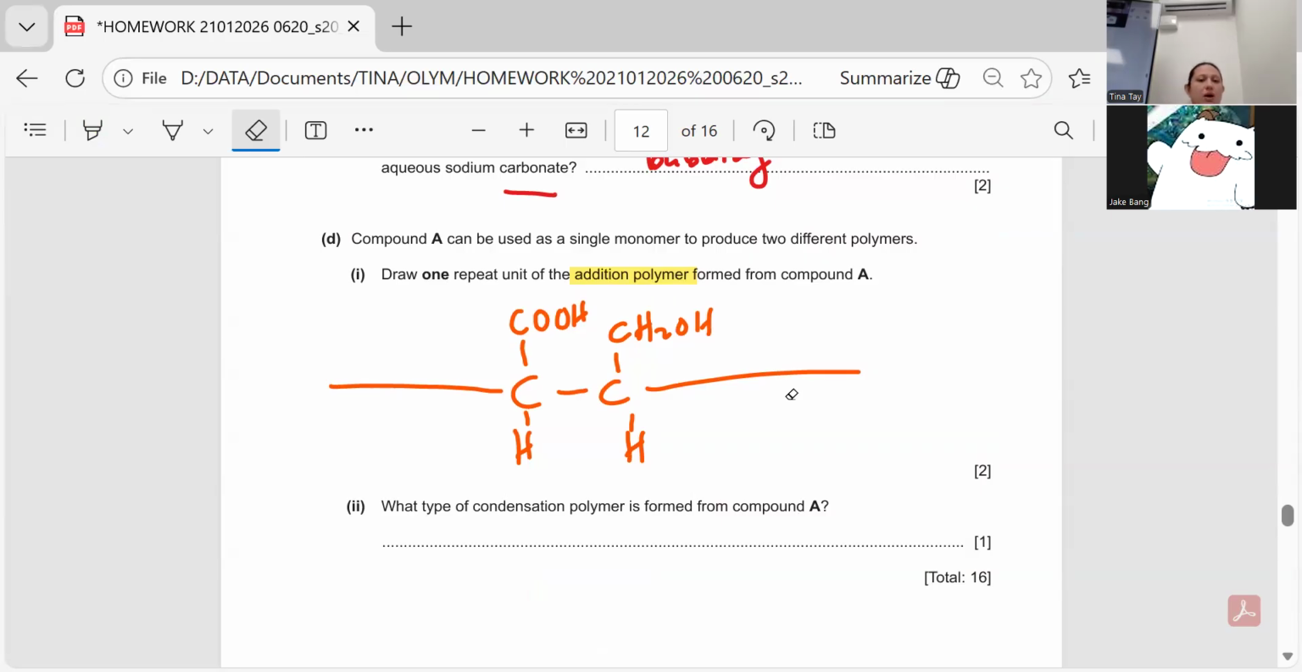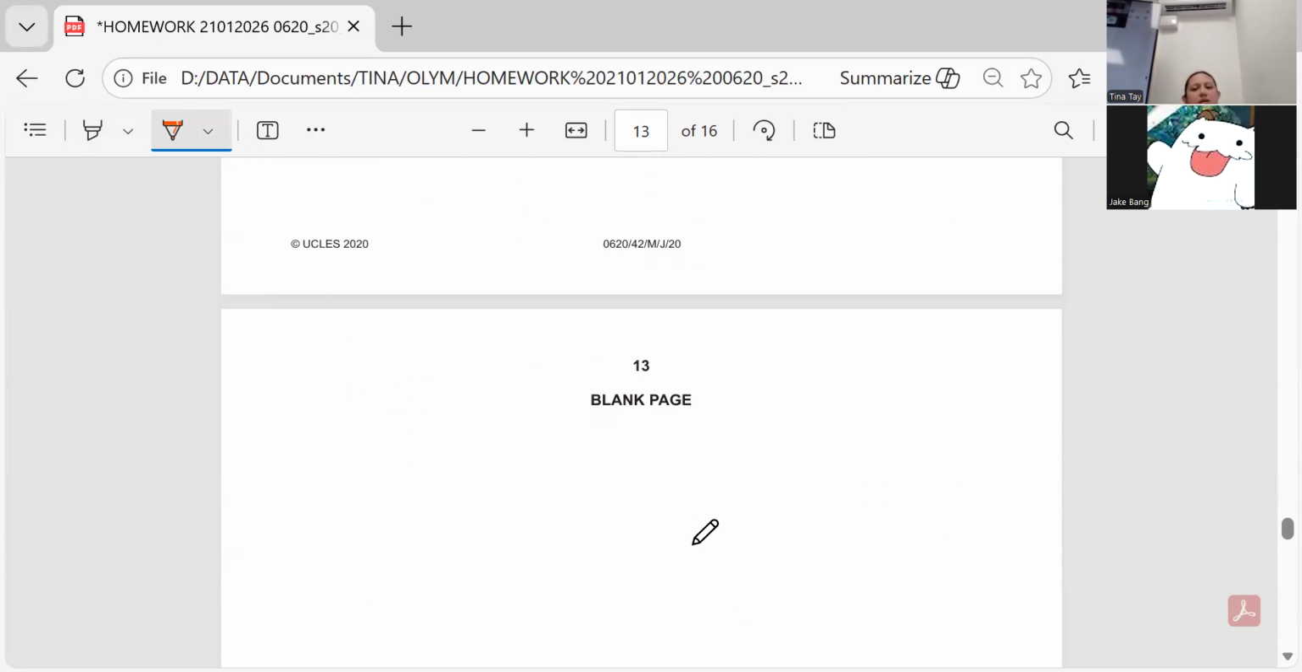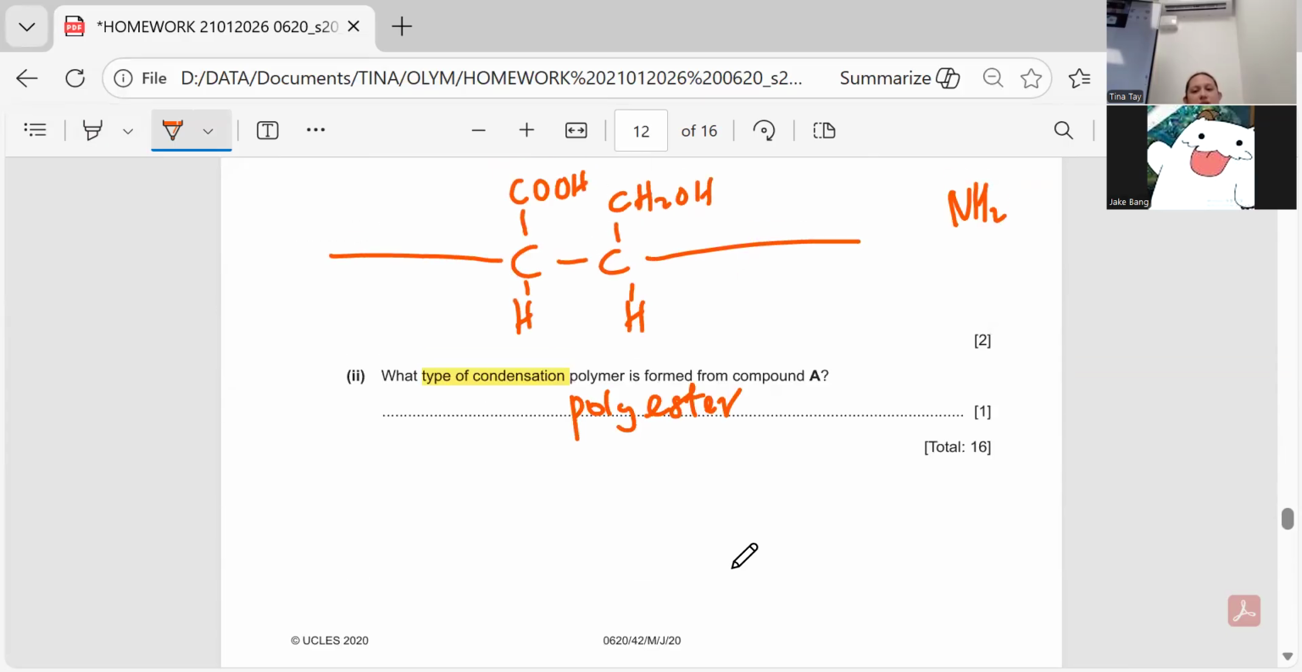Condensation. Okay. What type of condensation? Look at this. They ask what type: polyester or polyamide? Is there any NH2 that you see here? No, so it's polyester. Because polyester is made from carboxylic acid and alcohol. Get it or not?